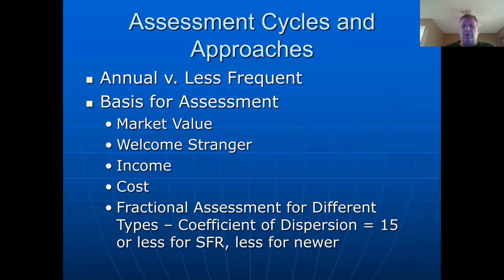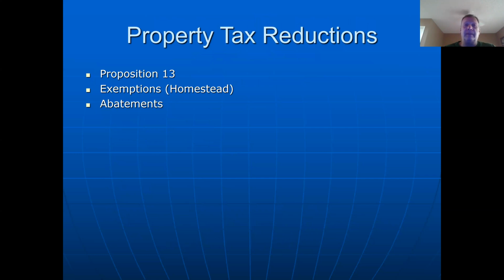With a welcome stranger approach, you're not going to get a 15%. You're going to be well above 15%. You may be upwards of well over 80, 90% differences in their property tax bills. That's just one of the downsides of a welcome stranger approach.